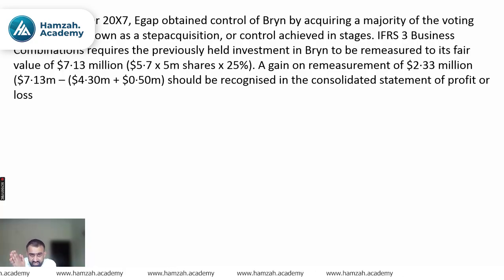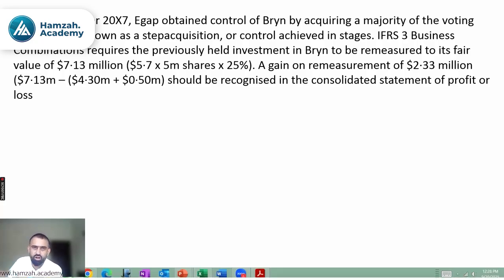And any difference between the carrying value of the associate and the fair value of the investment at the date of acquisition will be recognized in a consolidated profit and loss account, in the investment category. As you know, now after IFRS 18, we have the operating activity category, investing category, financing category, taxation category, and discontinued operations. So it will be recognized as a gain of 2.33 in the investing category of the profit and loss account.